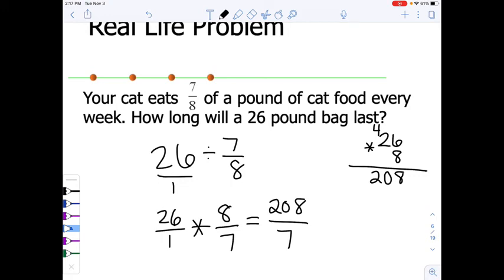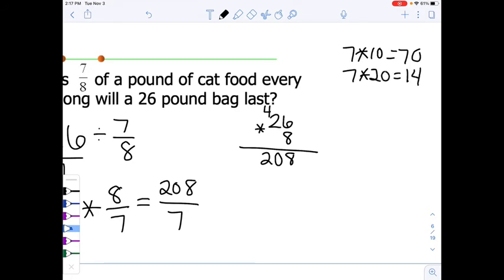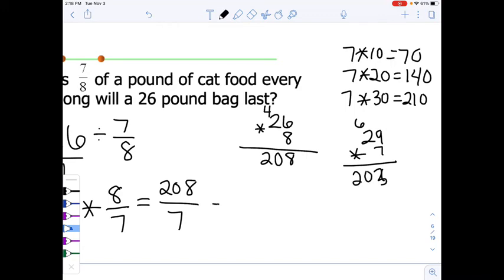Then I have to figure out how many times 7 goes into 208. Well, let's see. 7 times 10 is 70. 7 times 20 then would be 140. 7 times 30 would be 210, which is just a little bit above, so I know that it's going to be 29. 29 times 7 is 203. So it goes in 29 times.